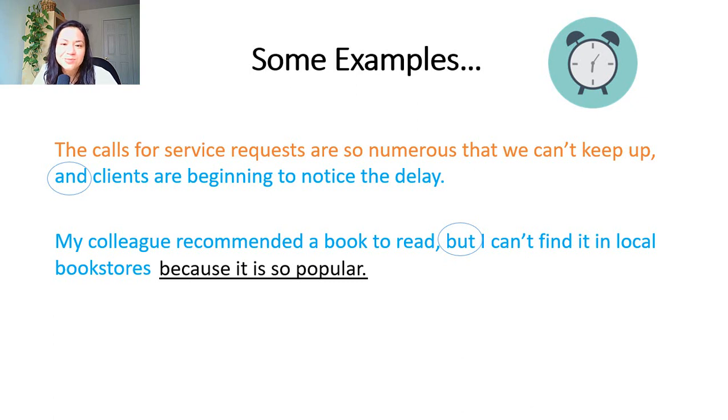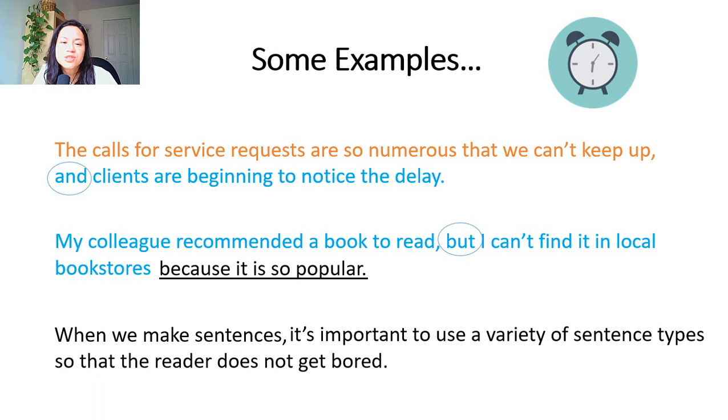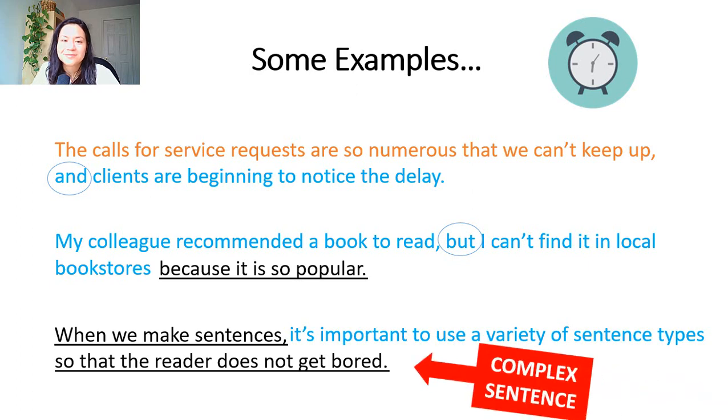Here's another example. When we make sentences, it's important to use a variety of sentence types so that the reader does not get bored. Well, could you identify the sentence parts? Aha! If you did, then you know that this is not a compound complex sentence. Well, we can see that there's actually only one independent clause. The other clauses are dependent. Therefore, this is not a compound complex sentence because remember that a compound complex sentence needs two independent clauses. Again, this is a complex sentence.